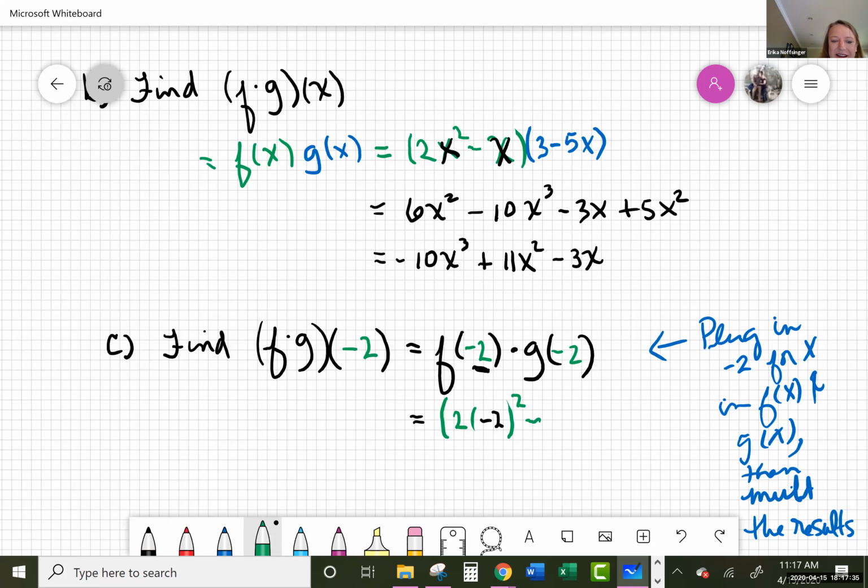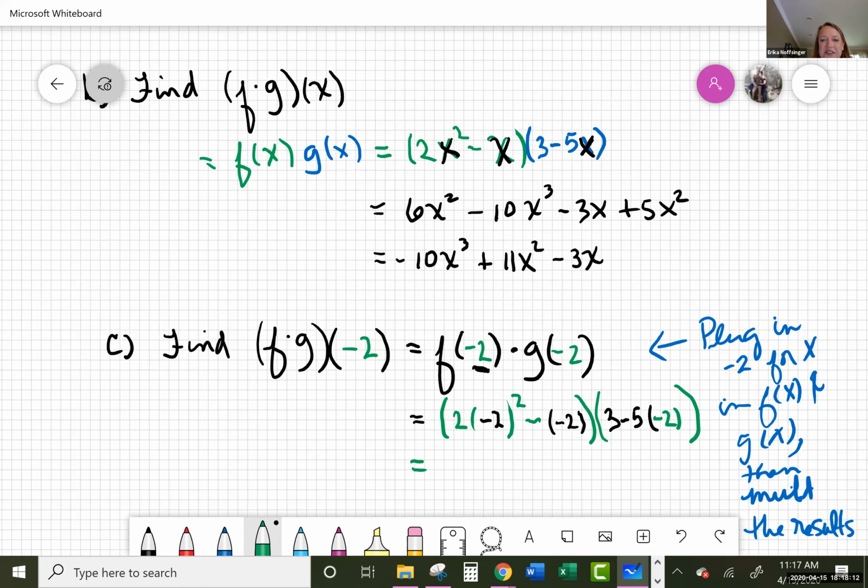Minus, I see an x there, so I have to replace it with a -2. I did these kind of wrong, opposite colors. All times g of x, g of -2. So now I have to go in wherever I see an x in g of x, I need to plug in -2. So I have 3 times -5 times -2, and then in my parentheses.